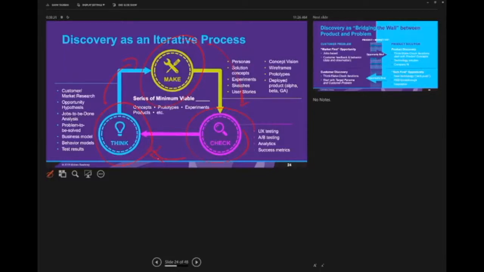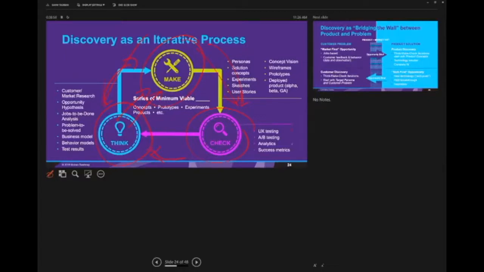So in the think process, we do market research, we do opportunity assessment, we do jobs to be done, we do problem to be solved, and this gives us ideas of opportunities. This is the discussion we just had. Next, we actually build some prototype or a concept that is a solution to this problem. And the third step is to test.